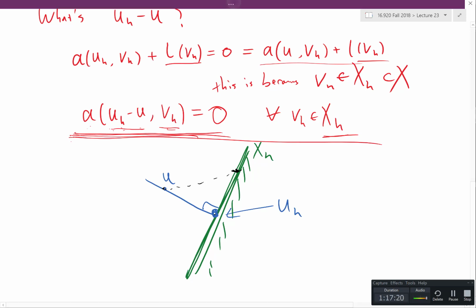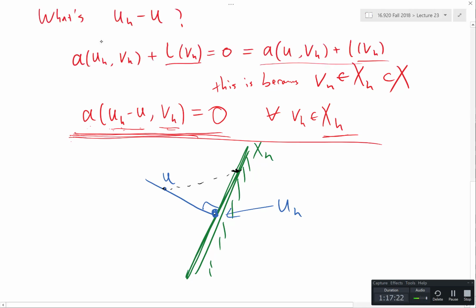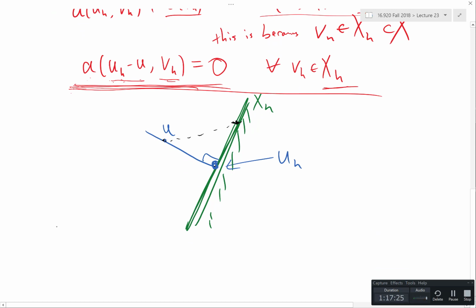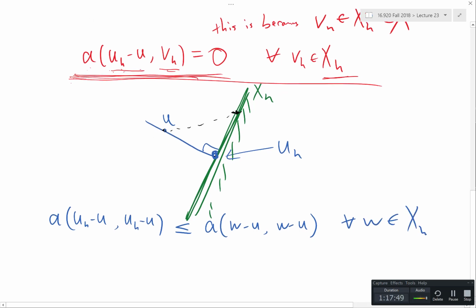Right? So that's a qualitative argument, and mathematically, of course, you can show the same thing, which means the A of UH minus U, UH minus U. So this is like the square of the distance if you treat the A as an inner product, has to be less or equal to A of any W minus U, W minus U, for any W within the XH. And it's just the algebra to figure that out once you know that, right?